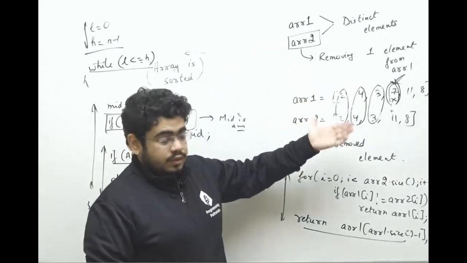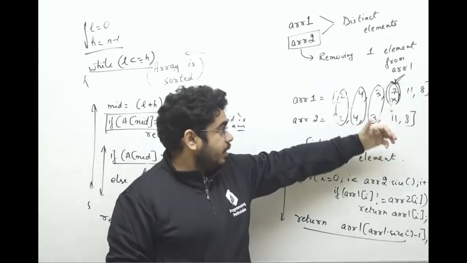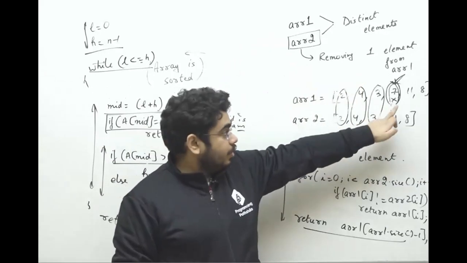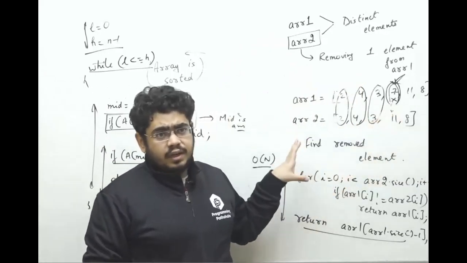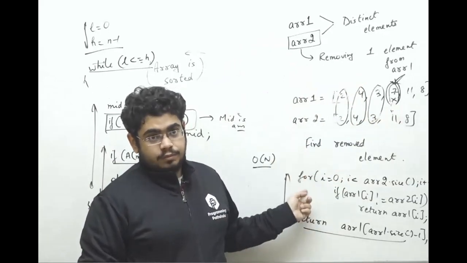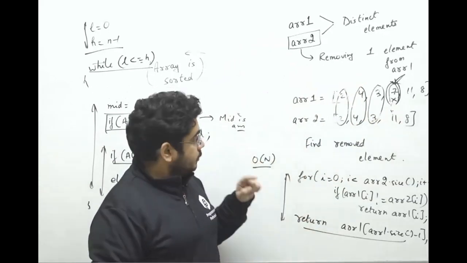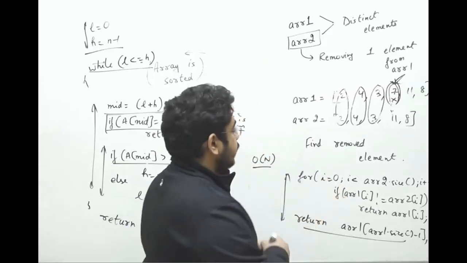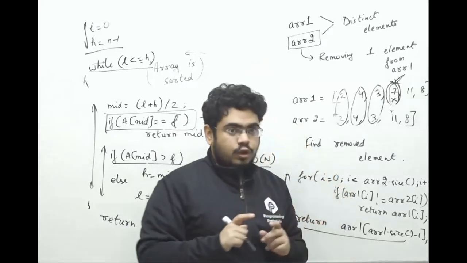Problem statement was that you are given one array, remove one element, and you find the second array, right? And you have to find the removed element. Is that clear? Then we came up with this O(n). Now I'm saying that separating condition, right? I was talking about separating condition.